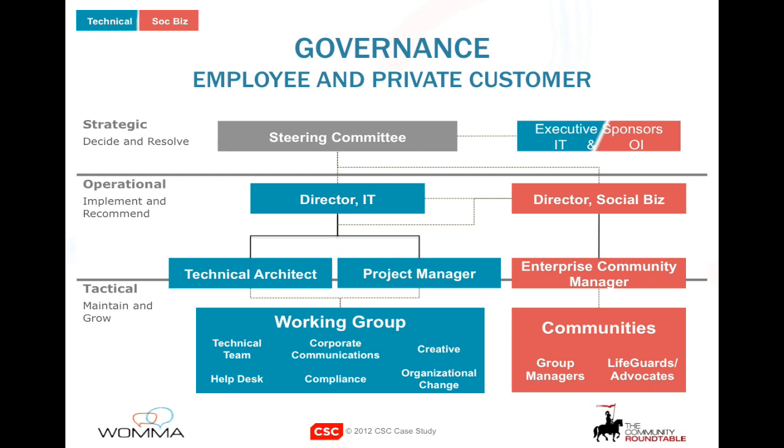At CSC, our governance model reflects a strong partnership between IT and the business. In our case, our executive business sponsor is CSC's Chief Innovation Officer, who's a direct report to our CEO, who I actually report into myself. Our organization is responsible for the social business strategy, staffing of the enterprise community manager role, and enabling and training our community management ecosystem of group owners and lifeguards throughout the business. And I'll talk a little bit more about this in a second.